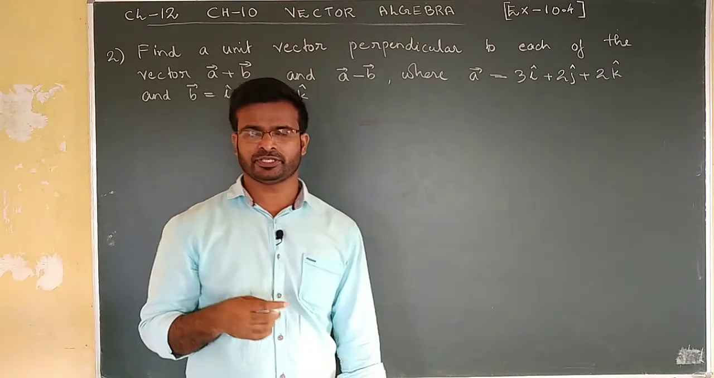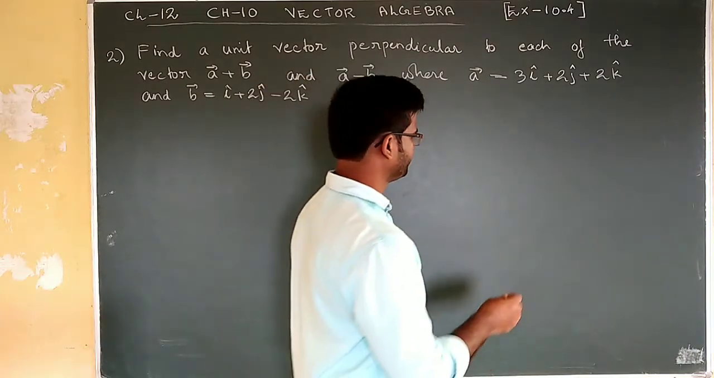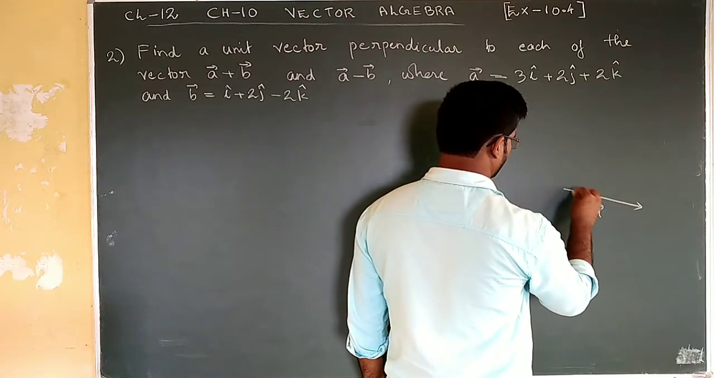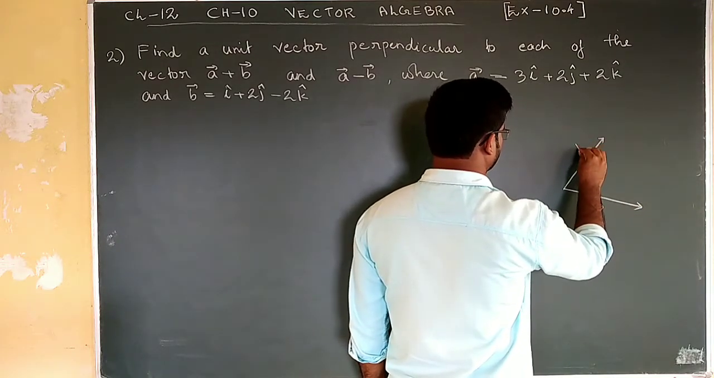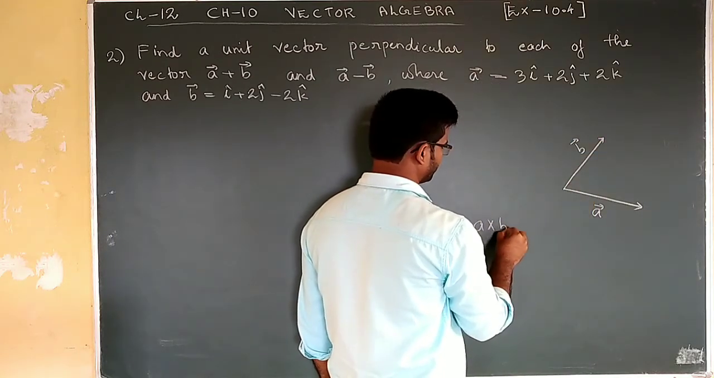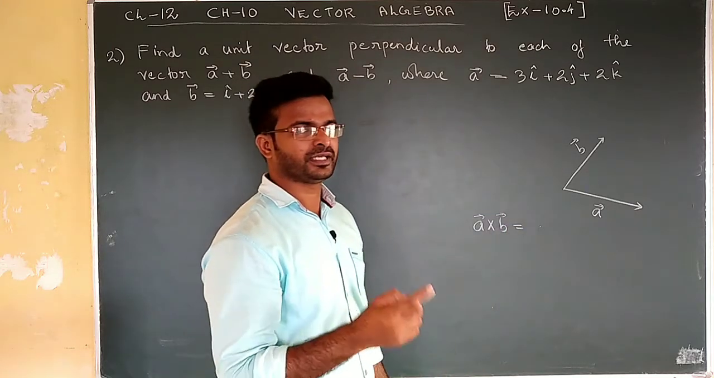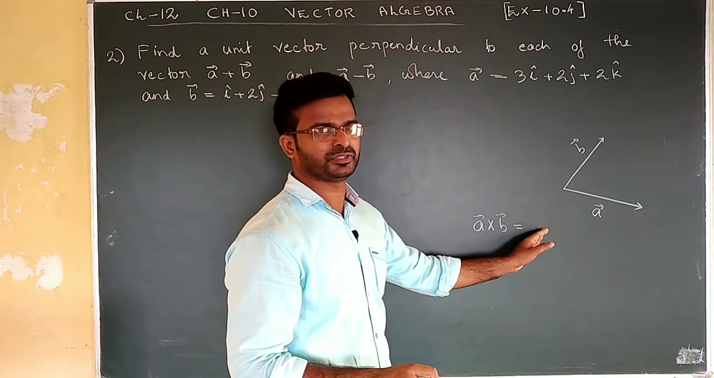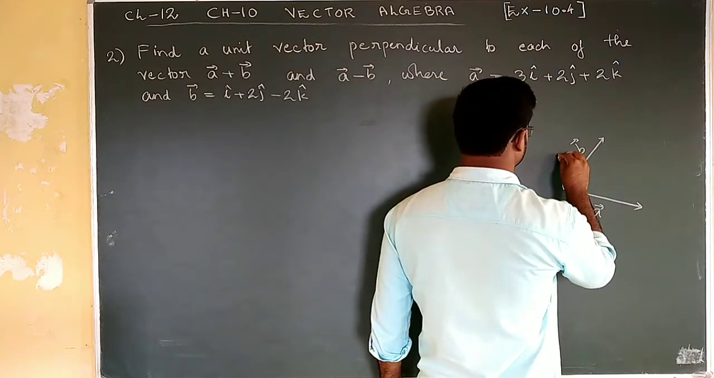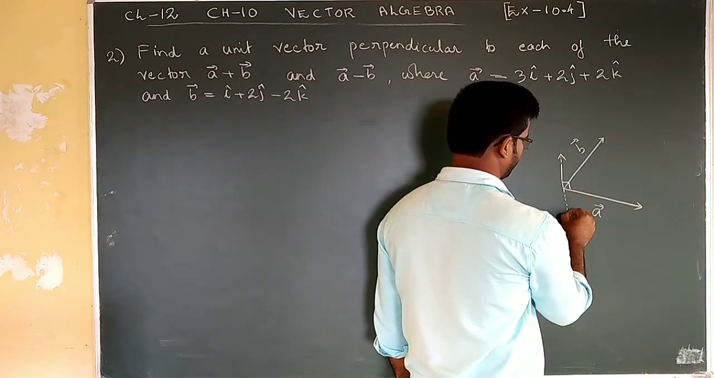How do we find the perpendicular unit vector we need? When you study the cross product, one vector is A vector, another is B vector. If you find A cross B vector, you will get one answer. What is the direction of that A cross B vector? It is perpendicular to A vector and B vector, and to the opposite side also.